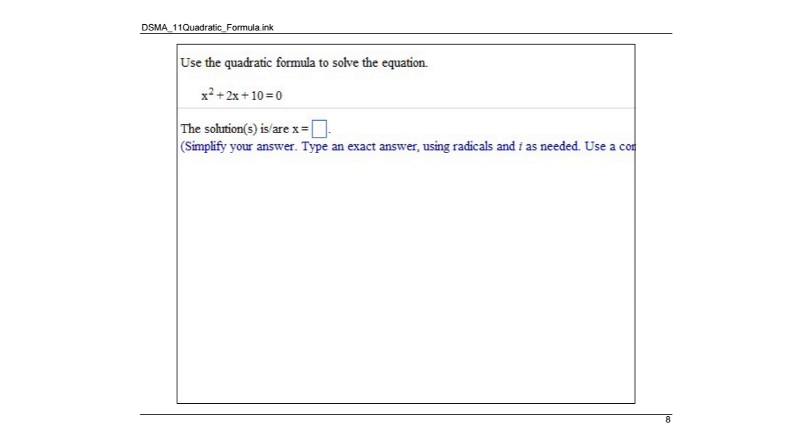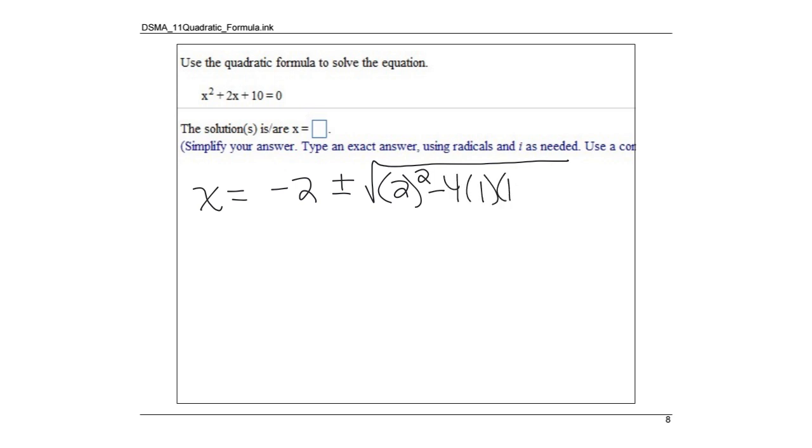All right, let's try one more here. So this one's in standard form. We are good to go. So we've got -2 plus or minus the square root of 2 squared minus 4 times 1 times 10, all over 2 times a, which is 1. All right, let's see what's under the radical here.